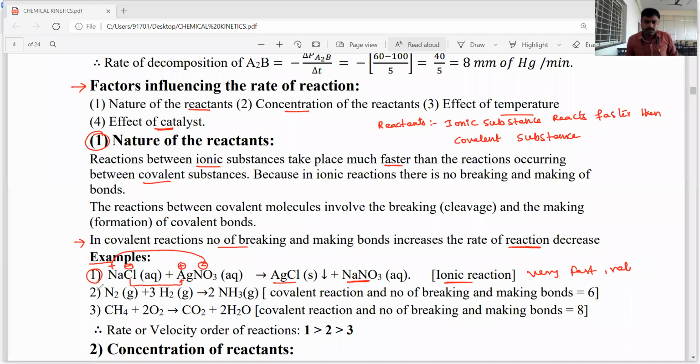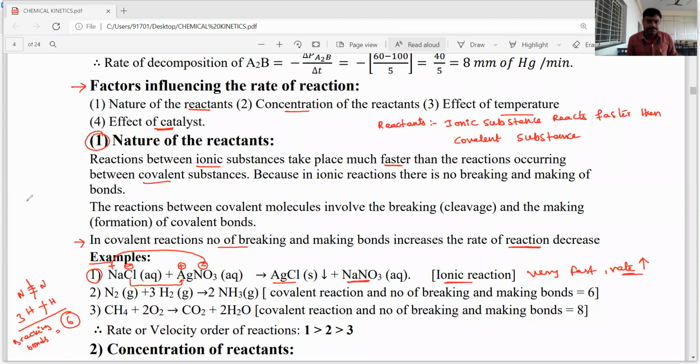Next, the second: N2 plus 3H2. N2 means nitrogen, with 3 bonds between the nitrogen atoms, and in H2 there is 1 bond between hydrogen and hydrogen. So here we need to break 3 bonds, and here 1 bond each. Since 3H2 are present, the total number of breaking bonds is 3 plus 3, which is 6. Automatically 6 bonds are forming.